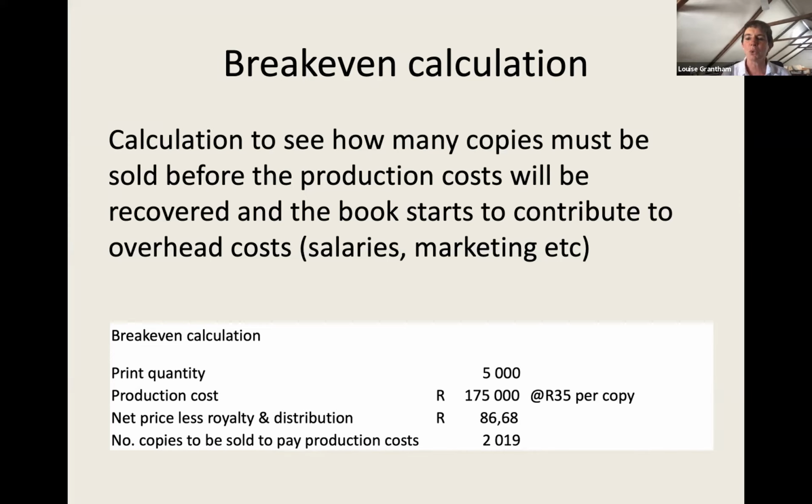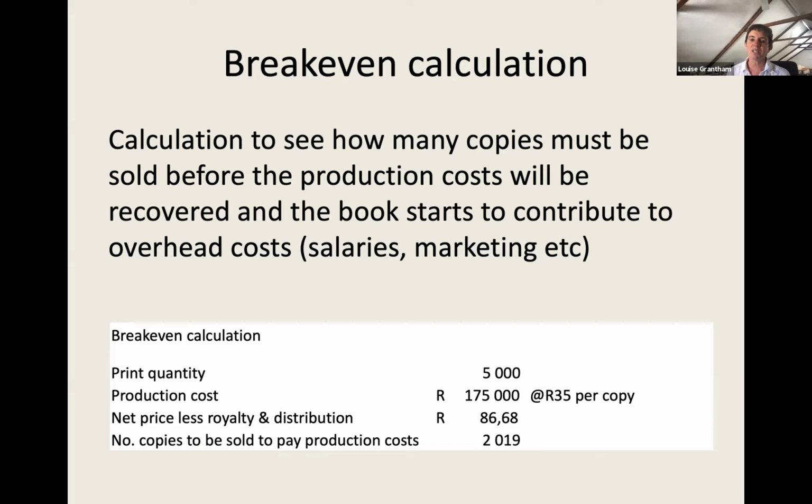So if we've got a print quantity, in this case of 5,000 books, our production cost at 35 Rand a copy would be 175,000 Rand to produce those 5,000 books. Our net price, less the cost that we have to pay to somebody else out of this, which would be the royalty and the distribution in this case, leaves us with 86 Rand 68 out of our sales price.